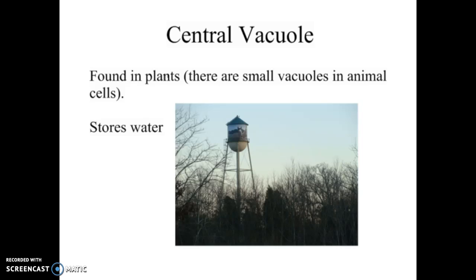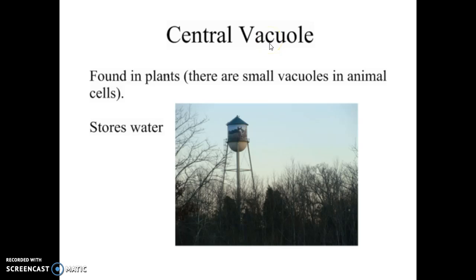So now we're going to take a look at each of those organelles, identify if they're found in plant cells or animal cells or both, and what their job is. And we're going to do this starting with the central vacuole. As we saw in the previous slides, this organelle is found only in plants. There are some vacuoles that exist in animal cells, but they're much smaller, and those are used for a different role than the central vacuole within plants.